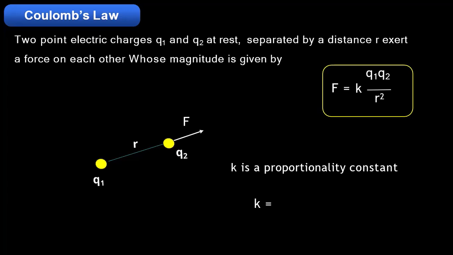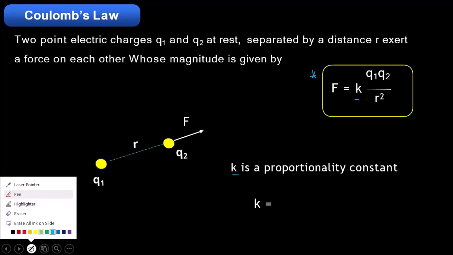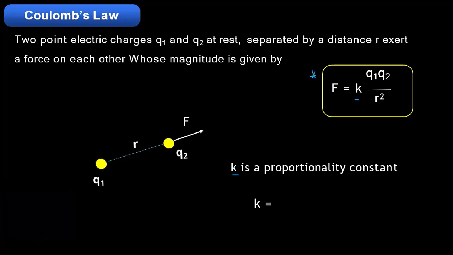Now this is the final format of Coulomb's law. F is equal to K times Q1 Q2 by R square. What is K? K is the proportionality constant. If I want to calculate the value of K, from experiment I can obtain the value of K. Now what is the K value? K is 9 into 10 to the power 9. Okay, this is the K value.